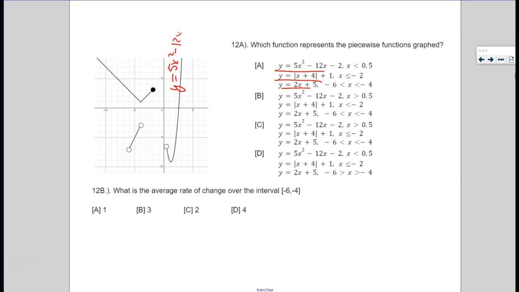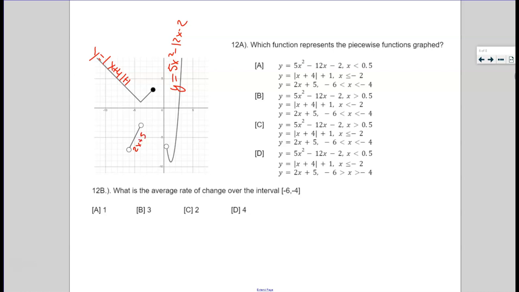Minus 12x minus 2. Now this function right here looks like the absolute value function, y equals the absolute value of x plus 4, plus 1. Let me write it nicely. y equals |x plus 4| plus 1. And then the last one looks like a linear function, so that must be 2x plus 5.